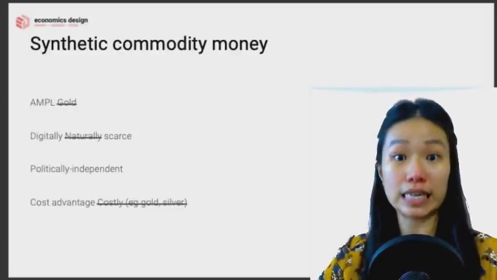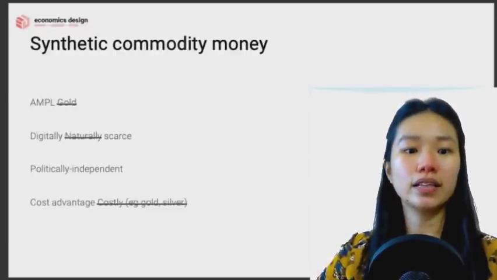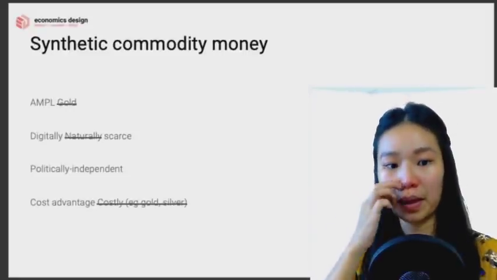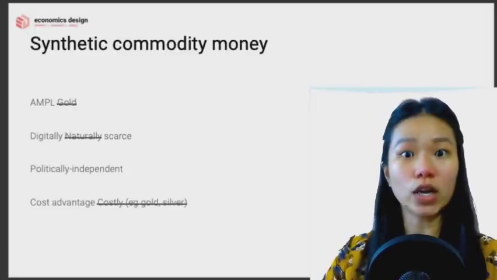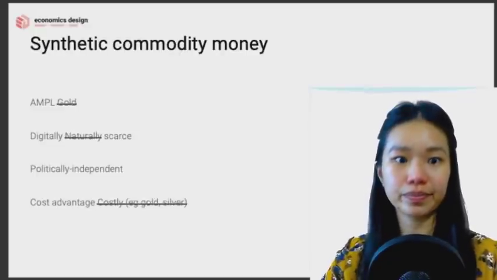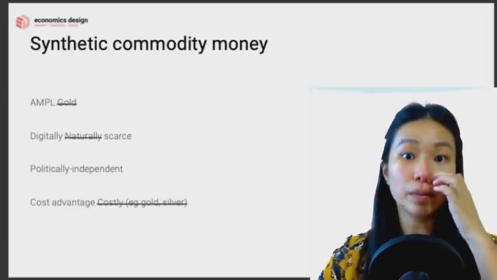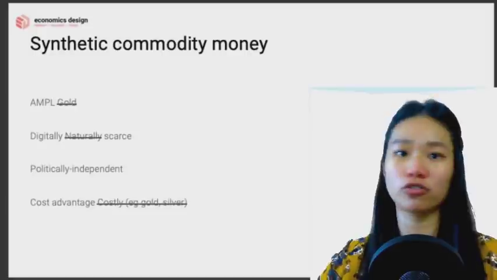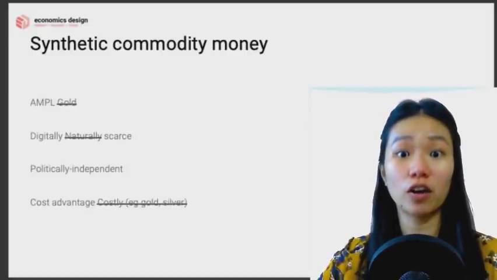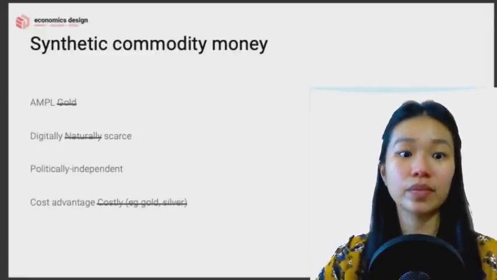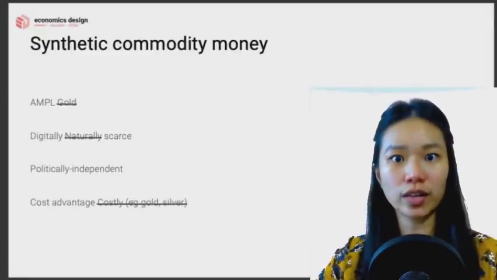So this is where it's politically independent. And the cool thing about synthetic commodity money is that you have a cost advantage. Because if we look at mining gold, mining silver, even mining Bitcoin, it's quite expensive. With gold and silver, you have to set up the whole mining farm. It's very expensive. With Bitcoin, you also have to set up a mining farm. And there is a lot of competition. There's also a huge waste of electricity. And so that's why it's costly in that sense. For Bitcoin, it works to its advantage.